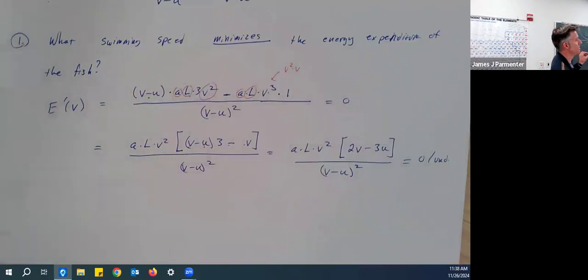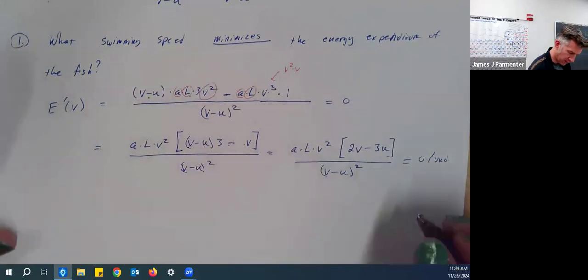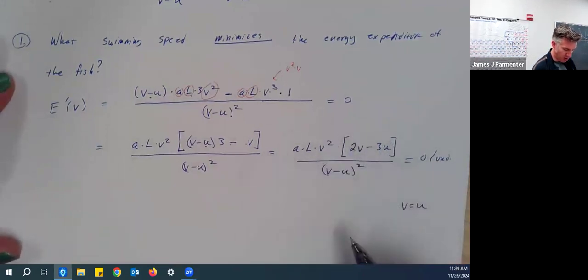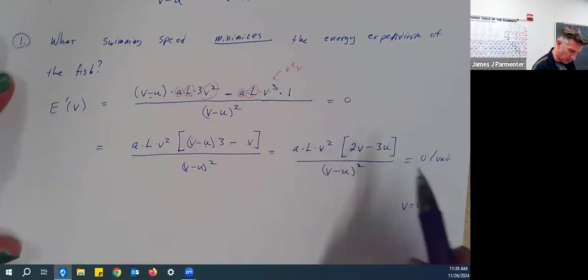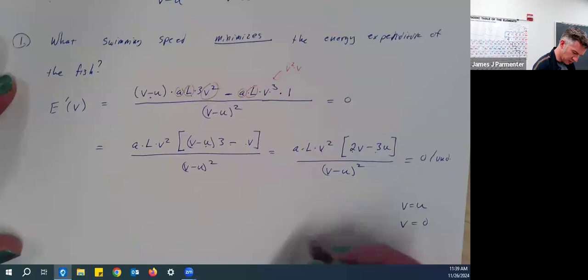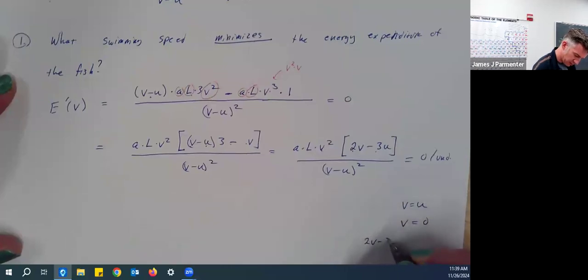Yes, kind of, but I'm trying to trick you a little bit. But thank you for giving me that. For now we're going to say v equals u is a critical value that we're going to consider. And then if we set the top equal to 0, you're either going to get v equal to 0 or 2v minus 3u equals 0, which means v is equal to 3 over 2 times u.